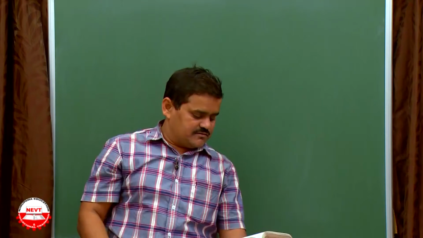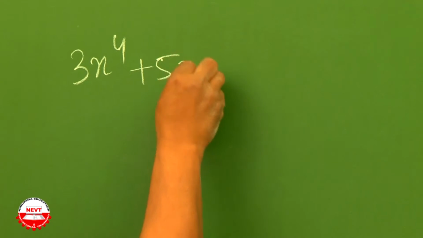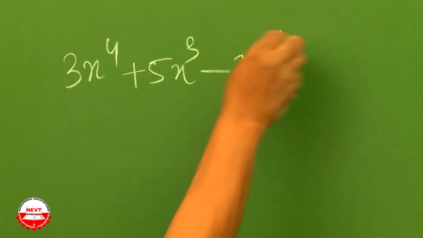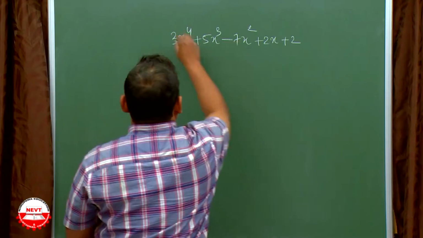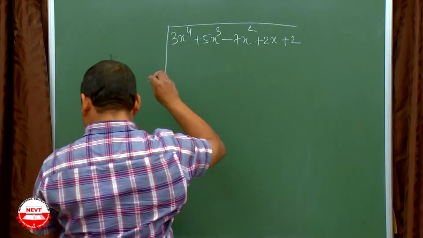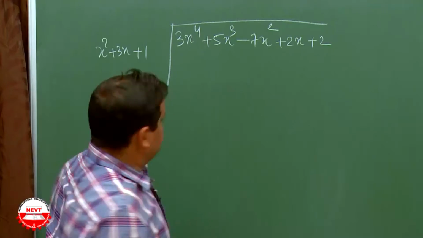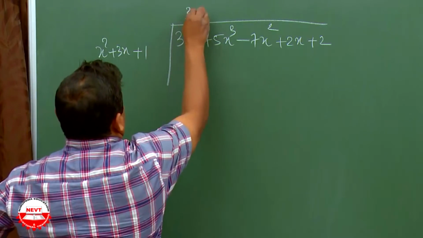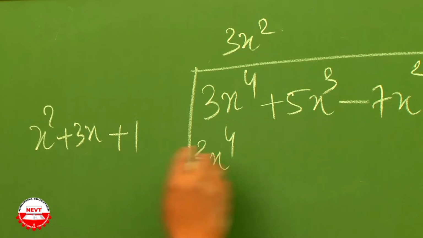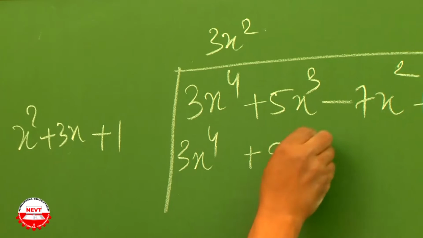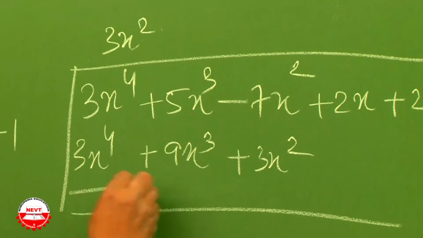Let's say the second one, 3x4 plus 5x cube minus 7x square plus 2x plus 2. Divide this by x square plus 3x plus 1. So it's very easy. 3x4, here x square is there, so directly apply 3x square. 3x square into x square is 3x4. 3x square into 3x is plus 9x cube. 3x square into 1 is 3x square. Subtract.